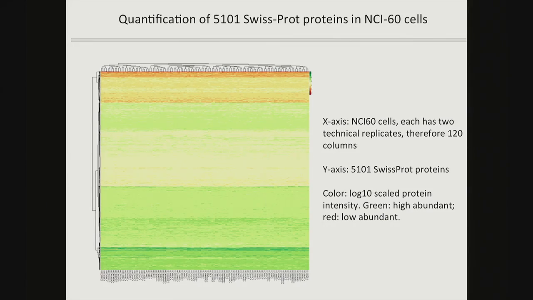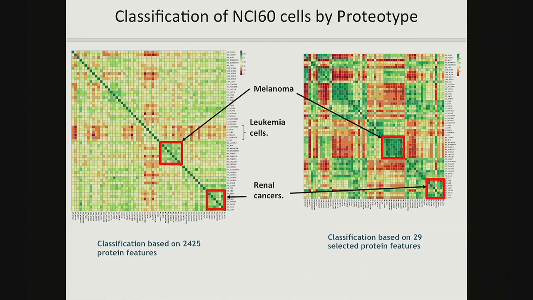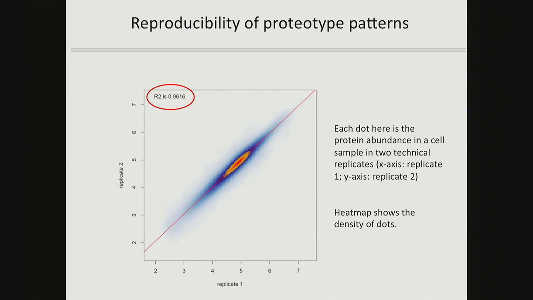So these 60 cell lines were run in duplicates, and Tiannan identified and quantified about 5,000 proteins across all these cell lines. This is just to show that the abundance distribution is quite tight, and the data are of good quality.